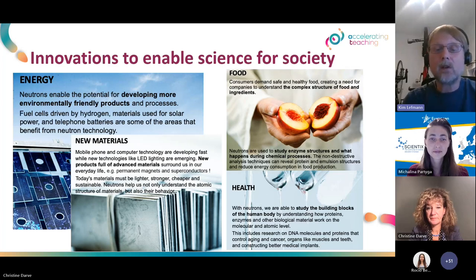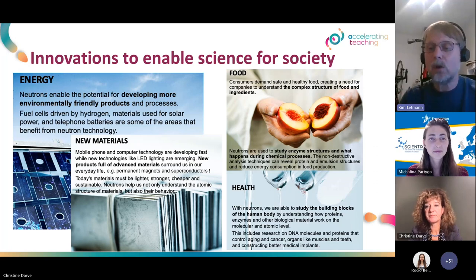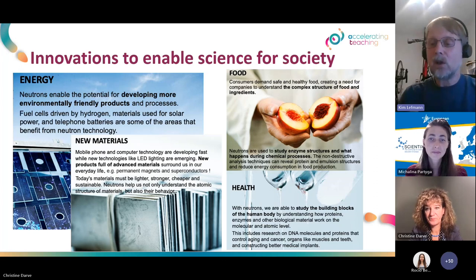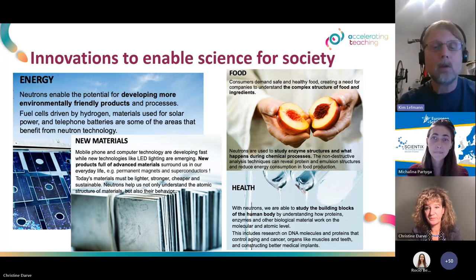There are a lot of applications within health. As I said, we can know how the hydrogen sits. Hydrogen is very abundant in all biological molecules. We can see how proteins curl up when they fold in a suspension, and all this is extremely helpful to medical companies when they want to know how they should make the next generation of medicine that is more efficient, has fewer side effects, and so on.